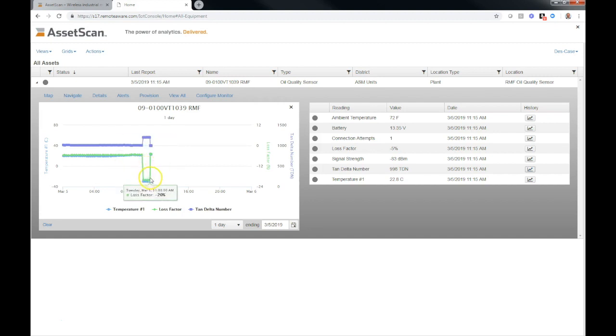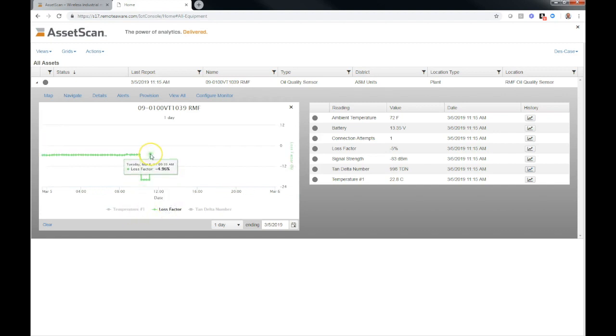This is a period when I took the oil quality sensor offline to connect to the software and confirm its live readings. If we just go ahead and turn off a couple of these, if we look at temperature, AssetScan is showing the reading about 22.8 Celsius. If we look at loss factor, the loss factor is reading 0.496%.